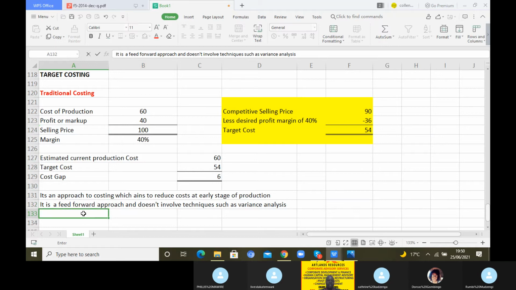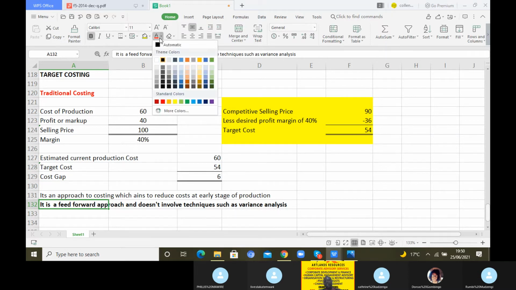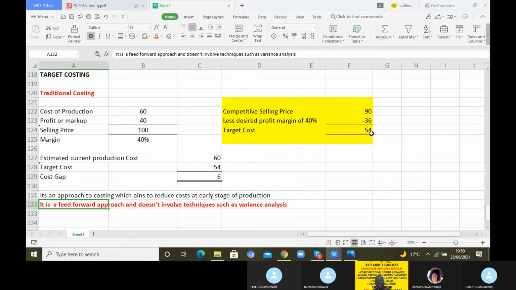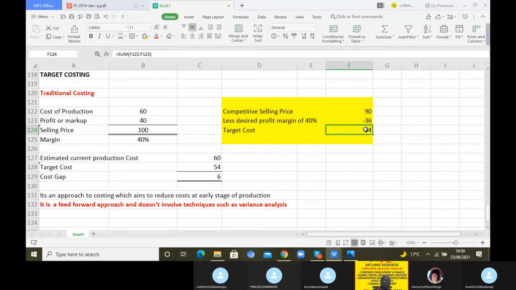Why is that so, Katie, if you may ask? Because you control costs before you produce. I control costs before I produce your cake. I know you have 90, so I'm now working with 90. I have to manufacture the cake at 54, not at 60. So in other words, it's a feed forward. I don't then calculate variance and see how much I have wasted, because with target costing, I do it before.